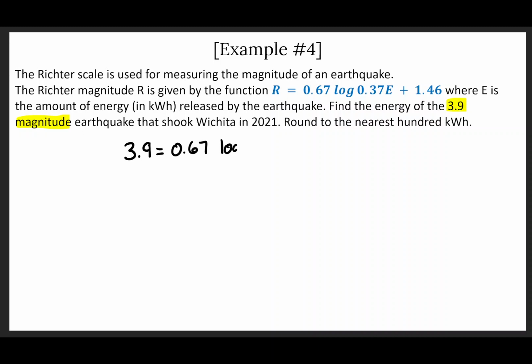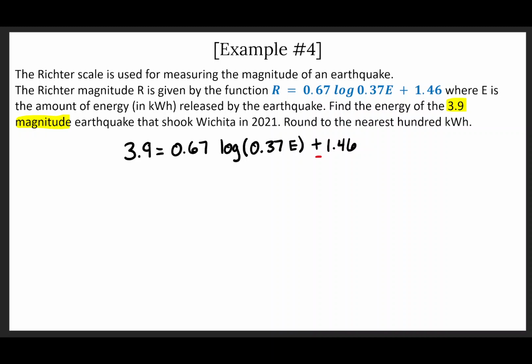0.67 log. And I'm going to put that other stuff in parentheses here. 0.37 E plus 1.46. Okay, where is our variable? Well, it's tucked inside that log. That E is inside the log there, so we need to get rid of things that are not inside of that log. The easiest part to get rid of right now would be to minus off the 1.46.